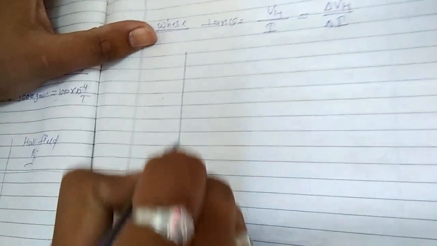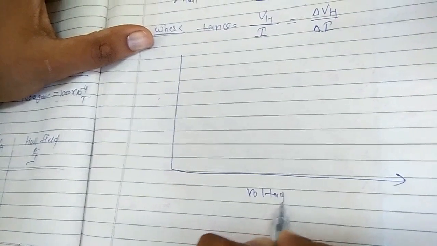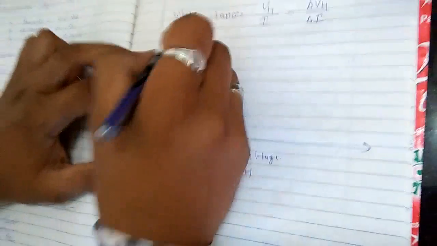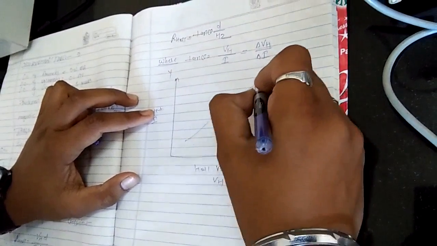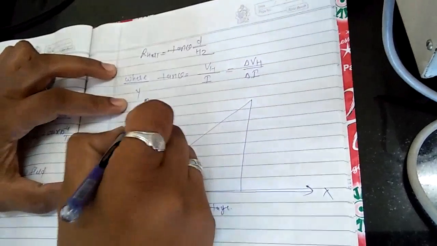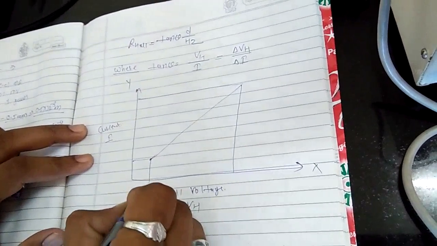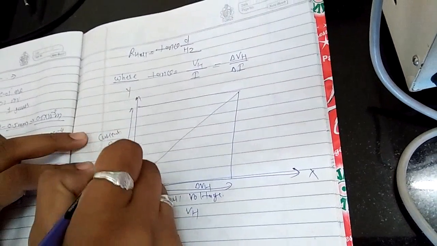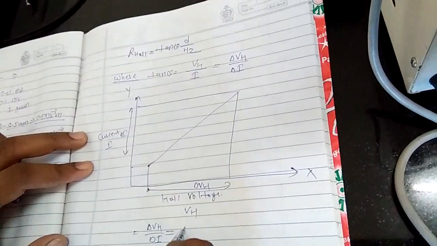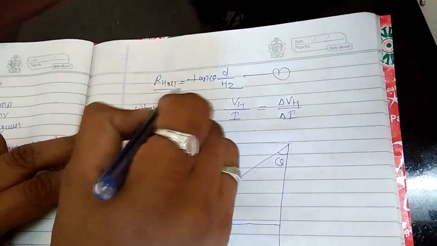For this we plot the graph between the Hall voltage Vh and the input current I. When we plot the graph, we find a straight line, and from the straight line we find the change in Hall voltage and the change in current, del Vh upon del I. By this we find the value of tan theta. After finding tan theta, we put the value in this equation and find the value of the Hall coefficient. So by this experiment we find the value of the Hall coefficient.